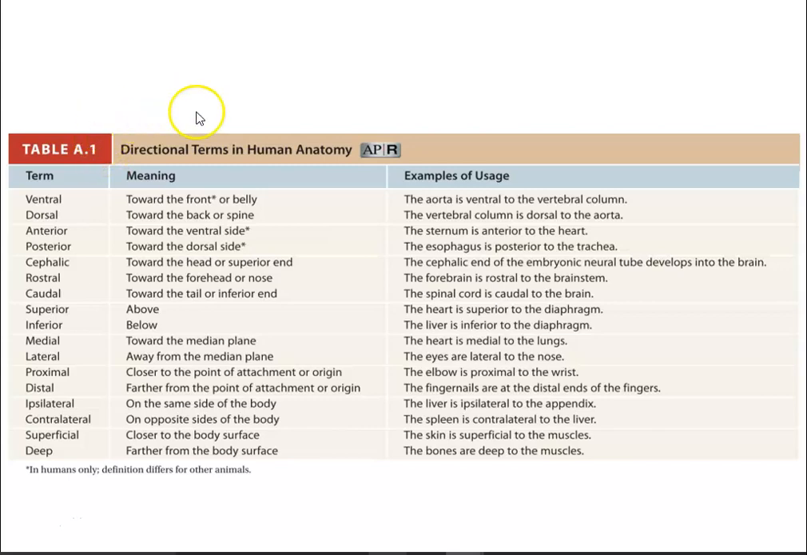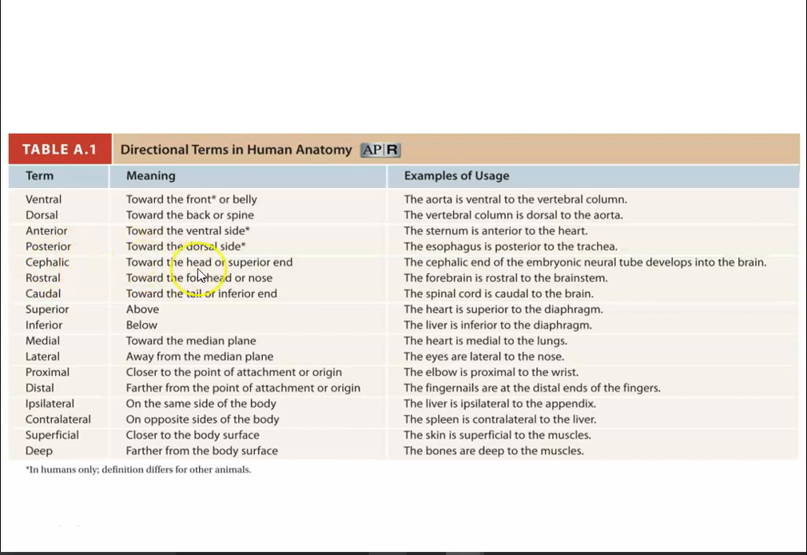The directional terms in humans are in pairs. Ventral pairs with dorsal. Ventral means toward the front or belly. Dorsal means toward the back or spine. You can give me an example using ventral or dorsal. My nose is ventral to my ear. Anterior, posterior. Anterior also means toward the ventral side. Posterior means toward the dorsal side.